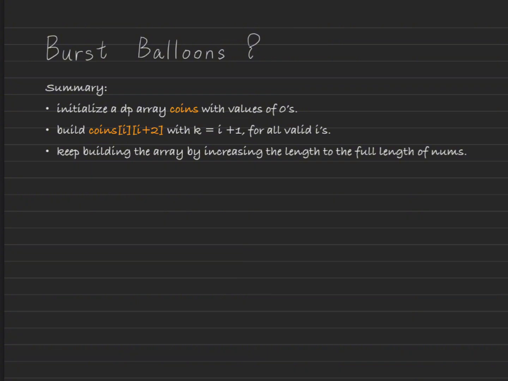We'll initialize a DP array coins with values of zeros. Then, starting with one element between i and j, so j equals i plus 2, there's only one possible value for k, which is i plus 1. We'll calculate the maximum coins we can get with the formula mentioned before. And we'll do that for all valid i's. Then we can keep building the array by increasing the length to the full length of the nums array.